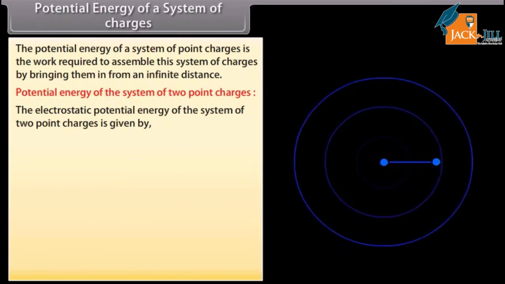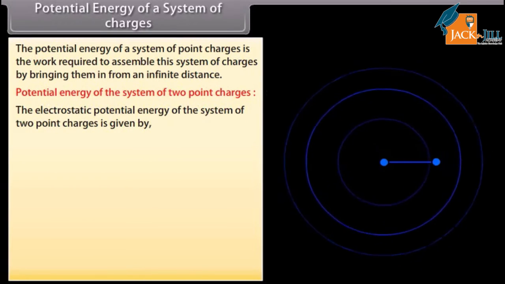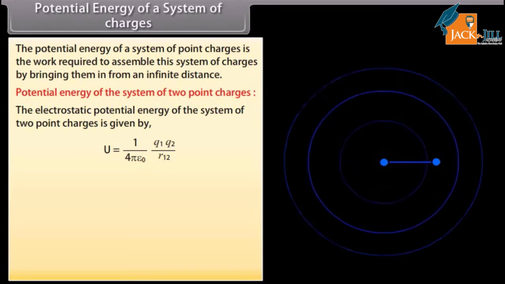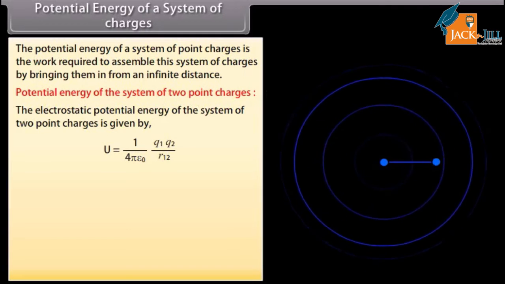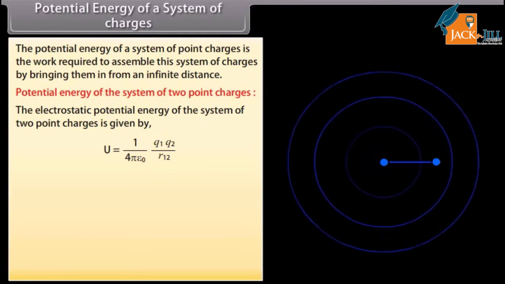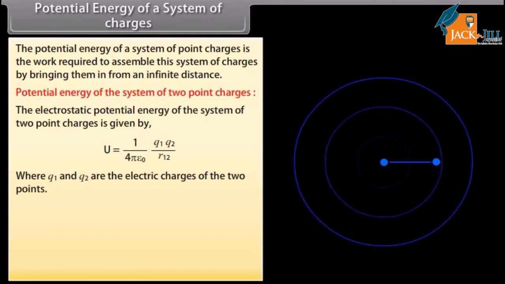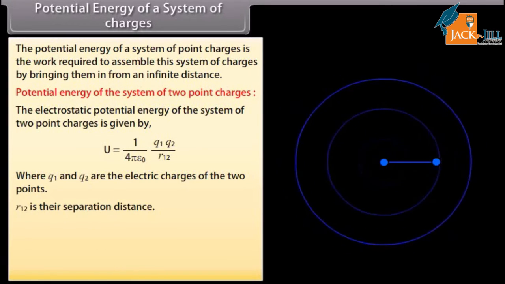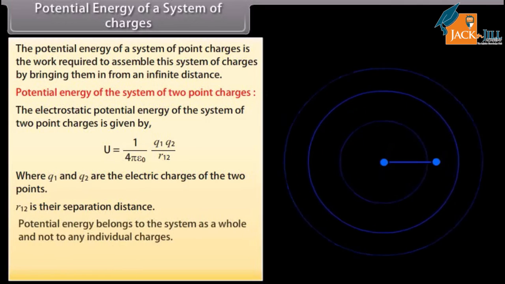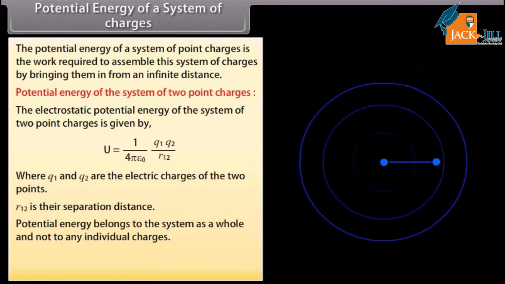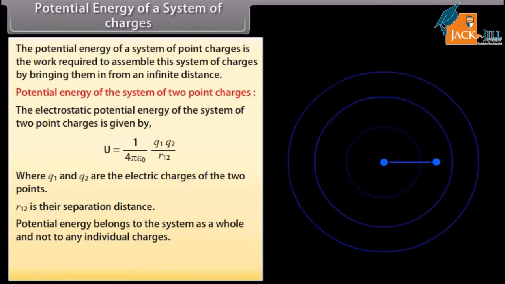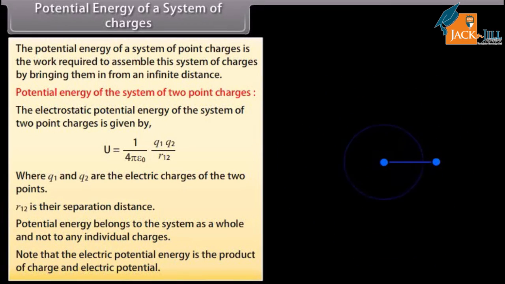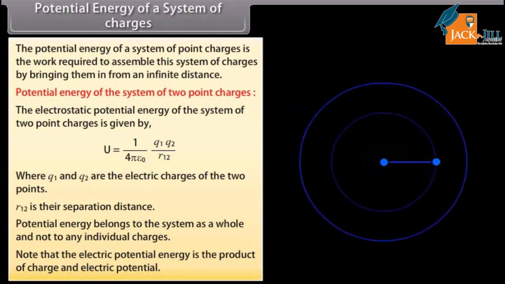The electrostatic potential energy of the system of two point charges is given by U as 1 upon 4 pi epsilon naught multiplied by Q1 Q2 upon R12, where Q1 and Q2 are the electric charges of the 2 points. R12 is their separation distance. Potential energy belongs to the system as a whole and not to any individual charges. Note that the electric potential energy is the product of charge and electric potential.